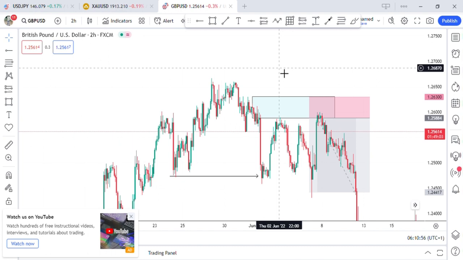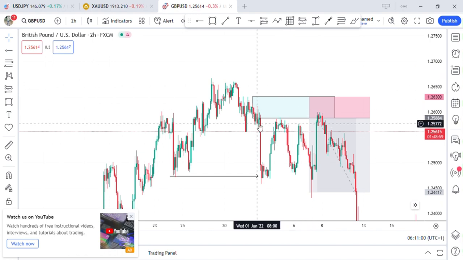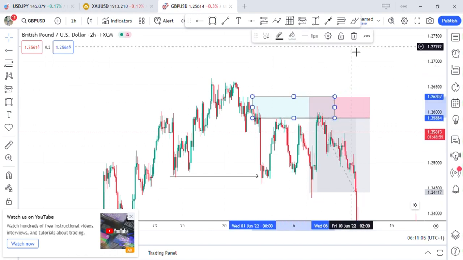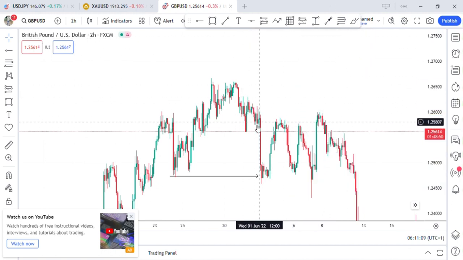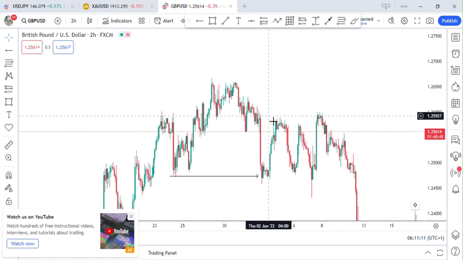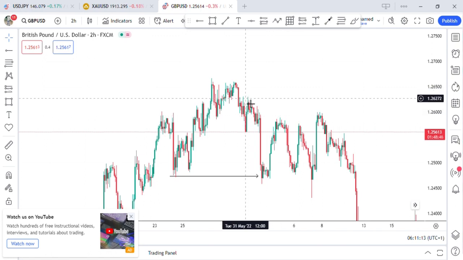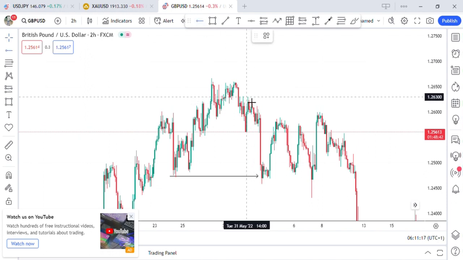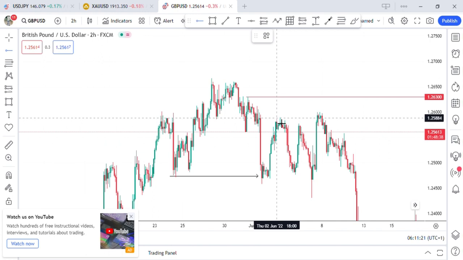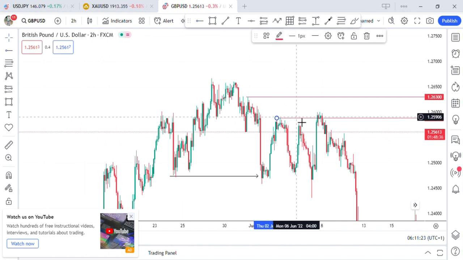So why am I setting my entry here? Number one, let me explain this for better understanding. We have liquidity here. This swing is liquidity, and we are not expecting price to go above this level here. But we have liquidity here. So I can decide to set my entry where there's liquidity. How do I know that there's liquidity here? How do I know that I should set my entry and then my stop loss here?